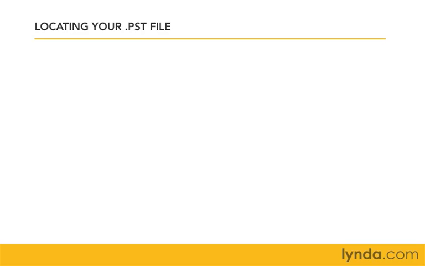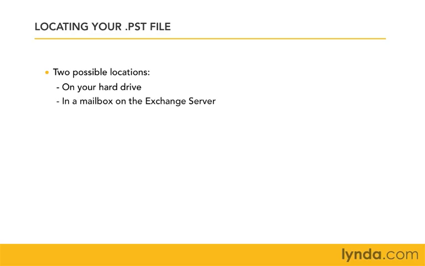Microsoft Outlook automatically stores email messages, contacts, appointments, tasks, notes, even journal entries in one of the following two locations. It might be in a personal storage folder, also known as a PST file, right on your hard drive. Or if you use Outlook with Microsoft Exchange Server, potentially it can be stored in a mailbox that is located right on the server itself.